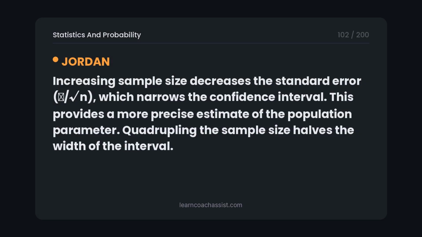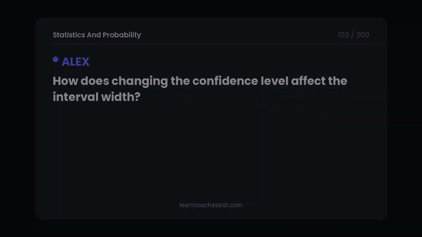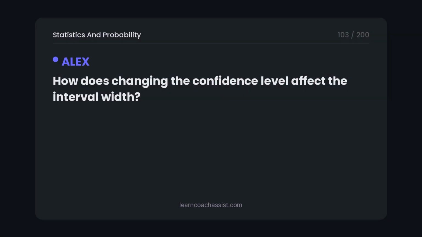Increasing sample size decreases the standard error, sigma / square root n, which narrows the confidence interval. This provides a more precise estimate of the population parameter. Quadrupling the sample size halves the width of the interval. How does changing the confidence level affect the interval width?